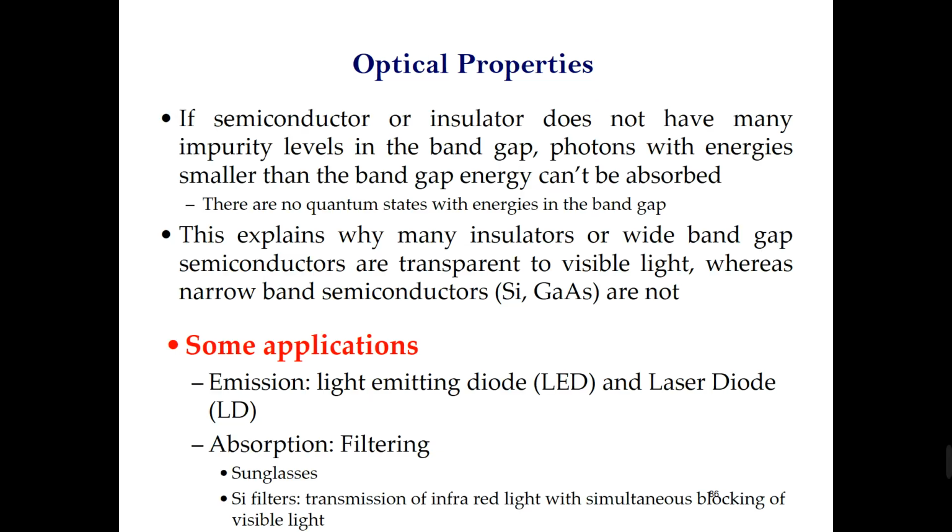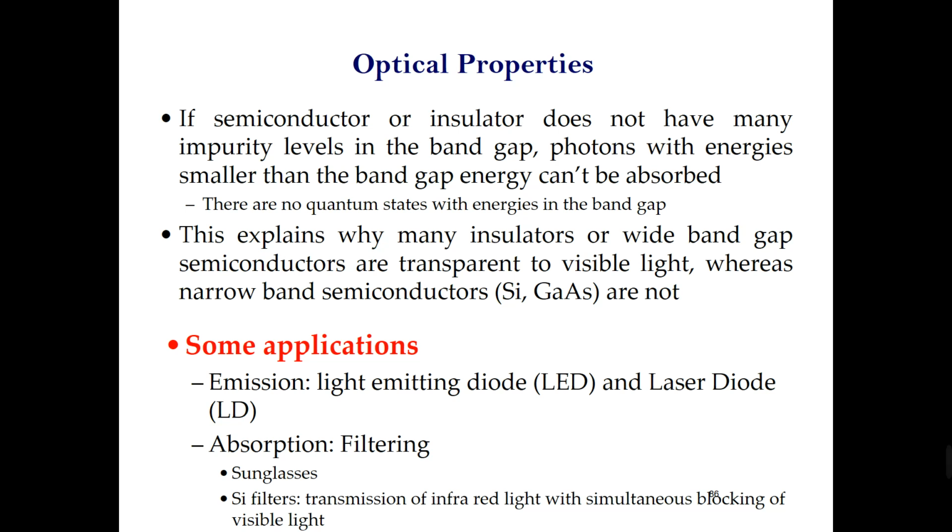Okay. So in semiconductor, for example, a semiconductor does not have many impurity levels in the band gap. Photons with energy smaller than the band gap energy cannot be absorbed. There are no quantum states with energies in the band gap.